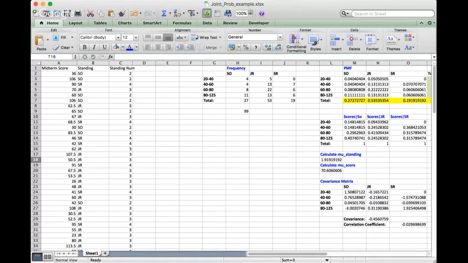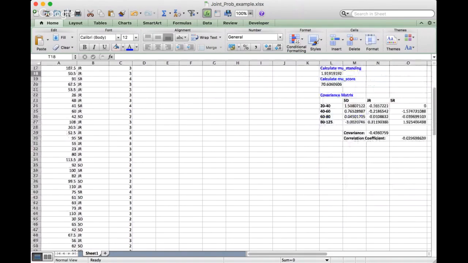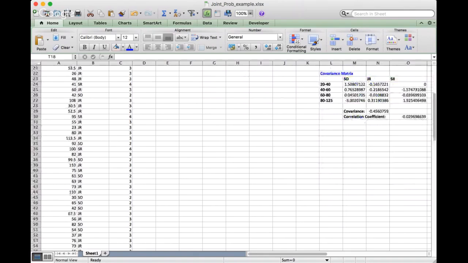Okay, so now we're looking at the Excel spreadsheet, and what we were given was basically the raw data. So we've got 2 columns of data: midterm score and then class standing. And again, SO stands for sophomore, JR stands for junior, and SR stands for senior. And if you look at the midterm scores, you see they range from lows in the 20s and 30s up to values as high as 113.